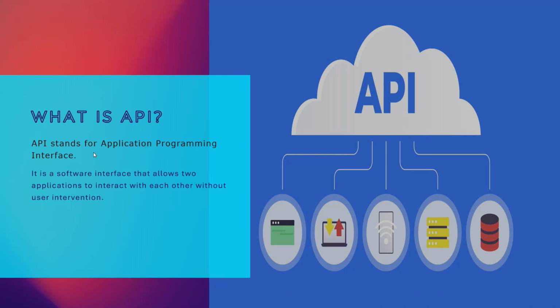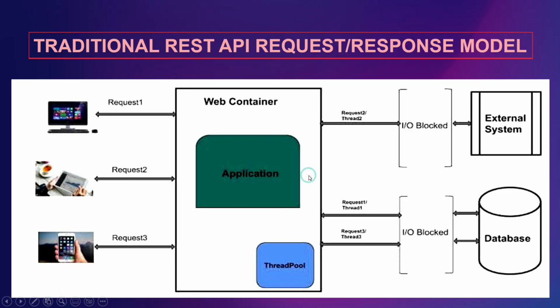So API stands for Application Programming Interface. It is a software interface that allows two applications to interact with each other. Let's see this with an example. So this is an API which allows this application to communicate with this application.